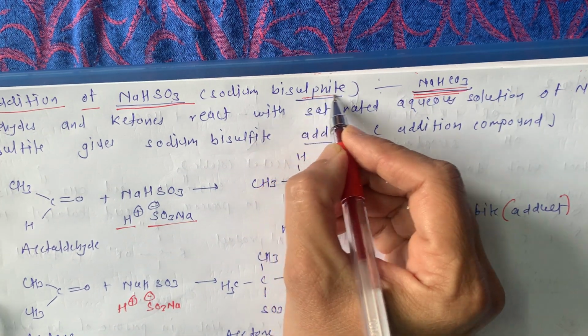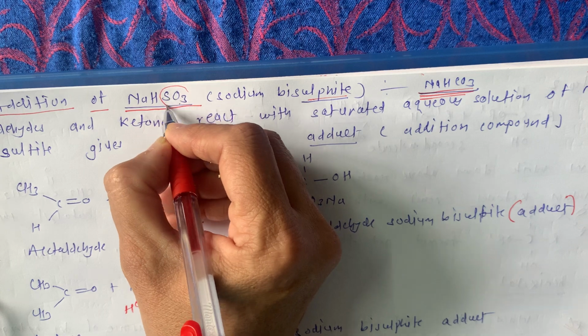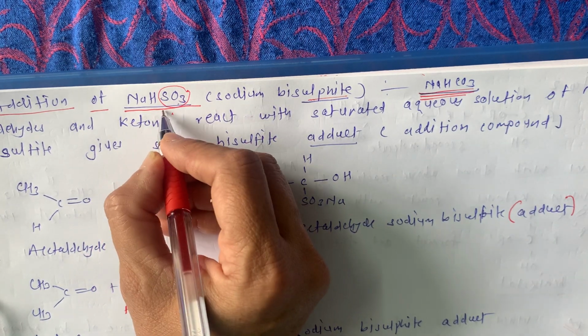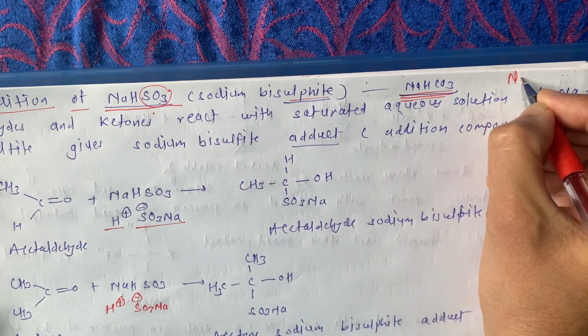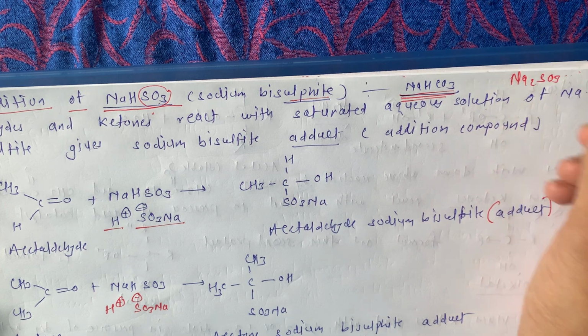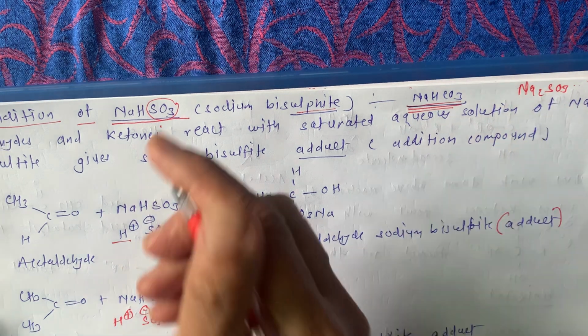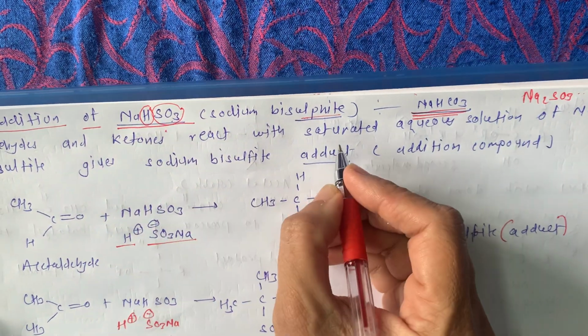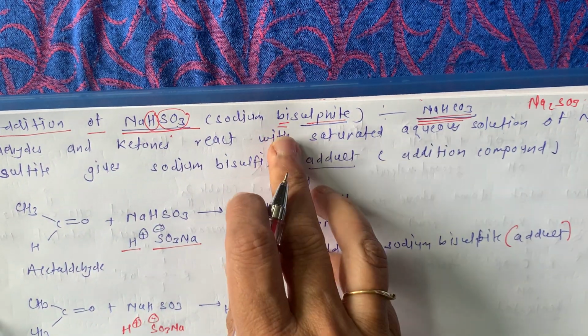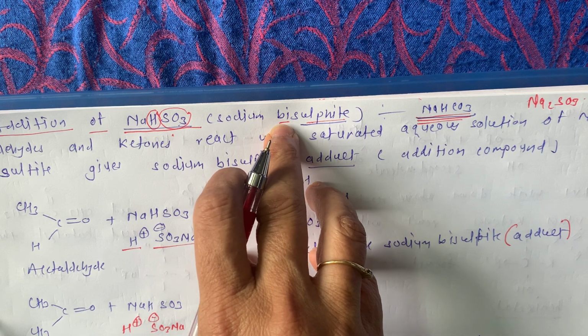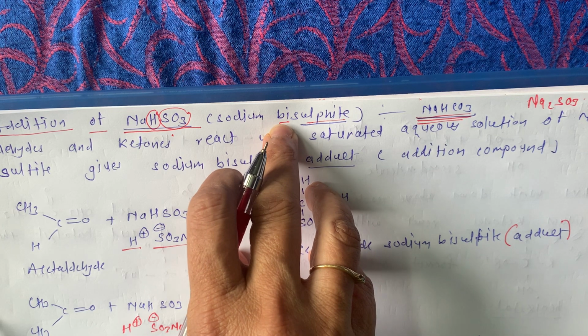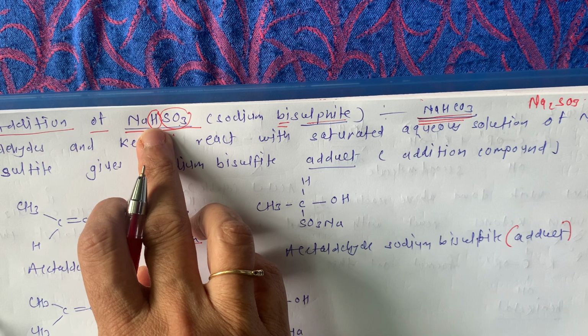While this one is sulfite, which means what? The SO3 group is over here. Suppose this is Na2SO3, then this is sodium sulfite. But when there is hydrogen, then we mention it as bisulfite. So this is H over here.